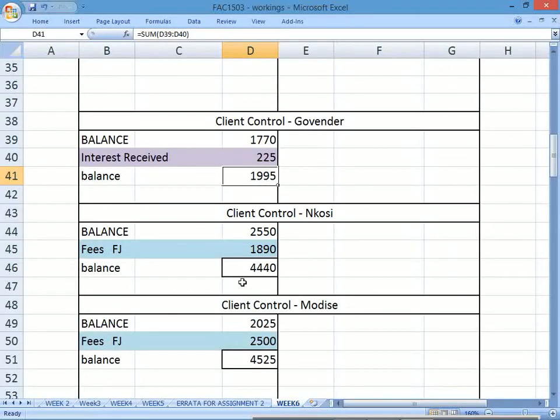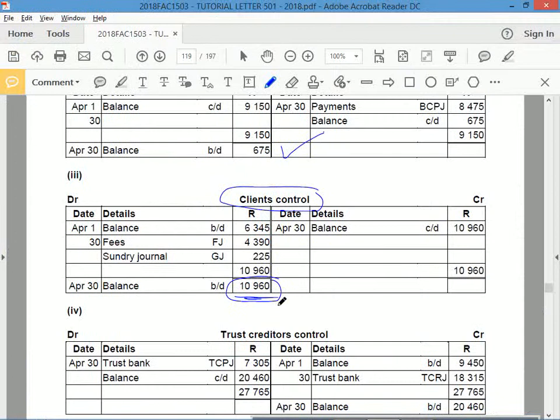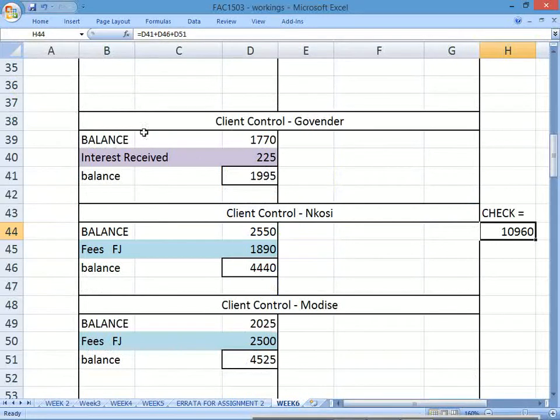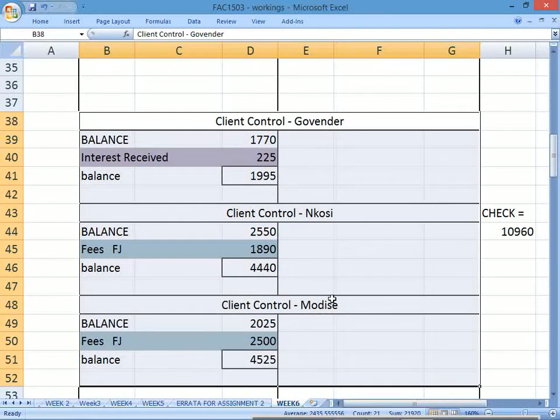Okay, so those are the three clients. Have a look, if I check, here's the check on the right here. Governor plus Nkosi plus Modise gives me 10,960. There's the 10,960, it's the total. They've just shown all the clients together. That's what they've done. It's better to show them separately because they're separate.